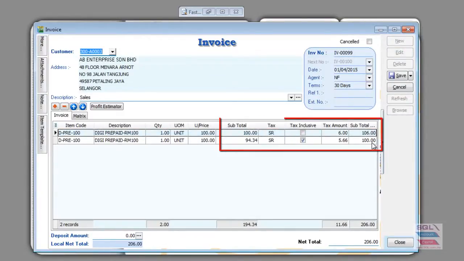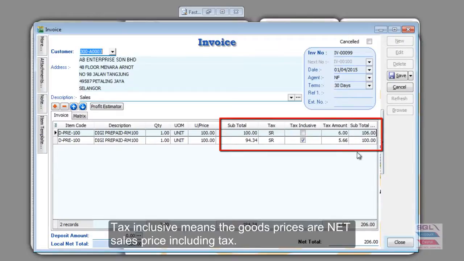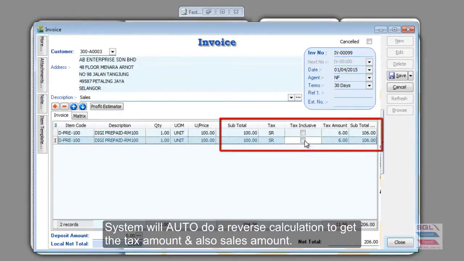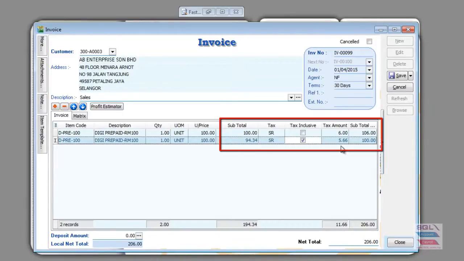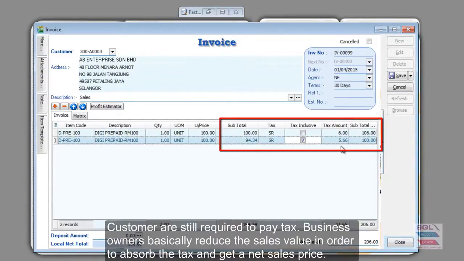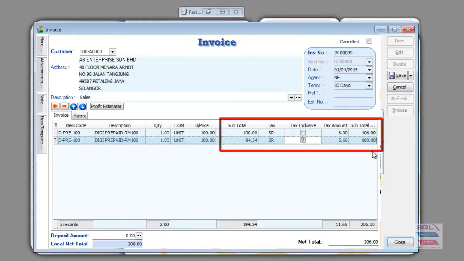But on item number 2, the 100 ringgit itself is the net sales value that is already included tax. Therefore, the system will need to auto reverse the calculation when you tick, to get a lower sales value to get a tax amount. The reason is because clients are still required to pay tax on tax inclusive. It's merely that the business reduces the sales value to absorb the tax amount for the client so that the client will get the 100 ringgit as a net sales value.